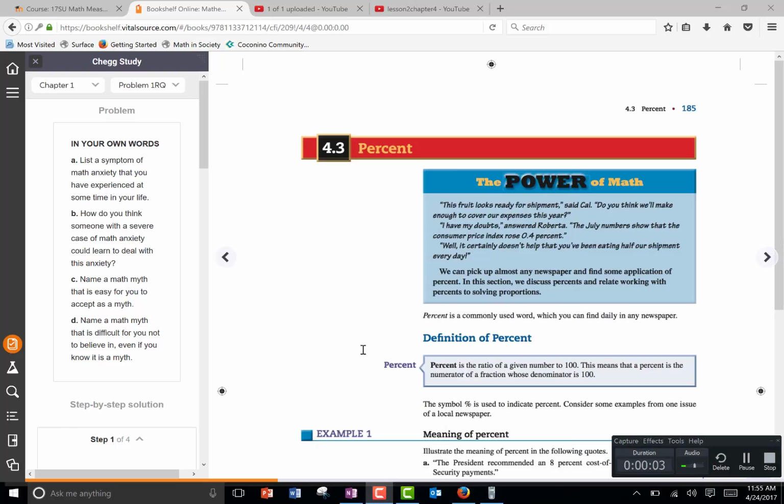Next, we're going to look at the idea of percent. If you pull out your outline, you'll see that you're supposed to read page 185. Page 185 has a definition of percent, and it says percent is the ratio of a given number to 100. This means that a percent is the numerator of a fraction whose denominator is 100.